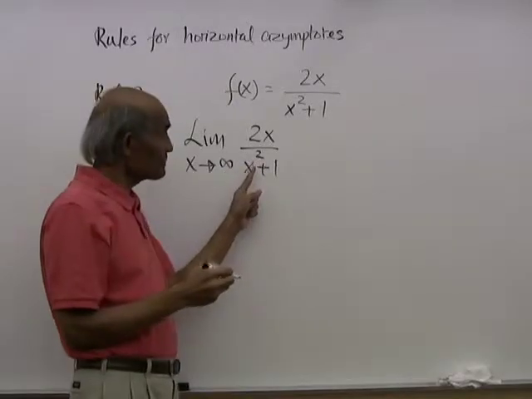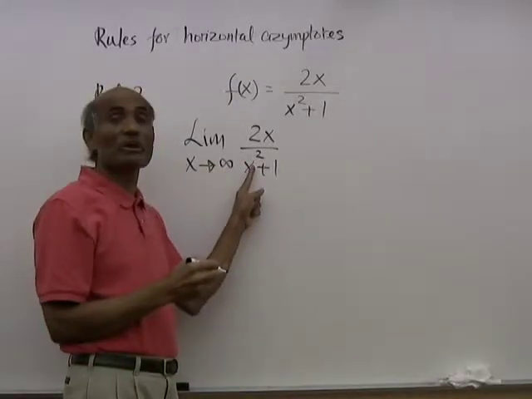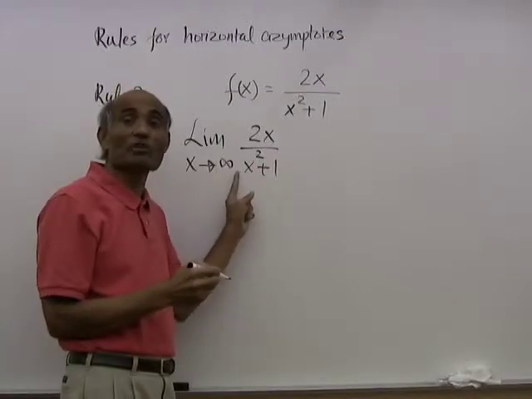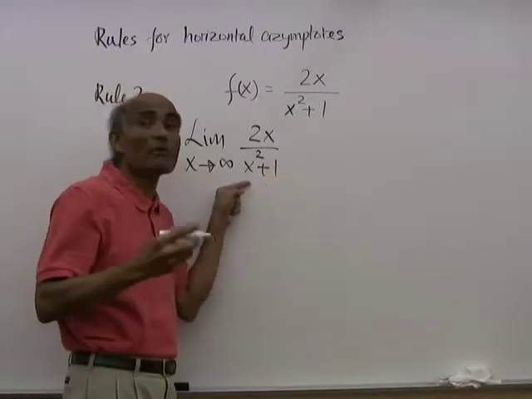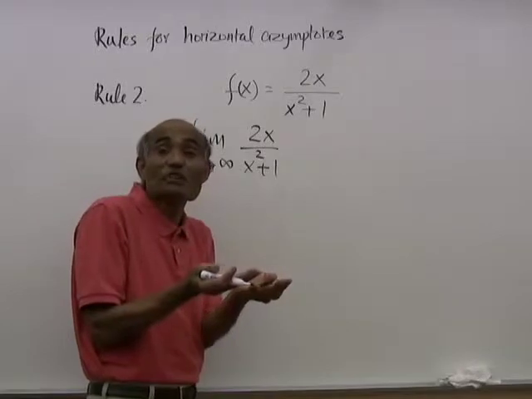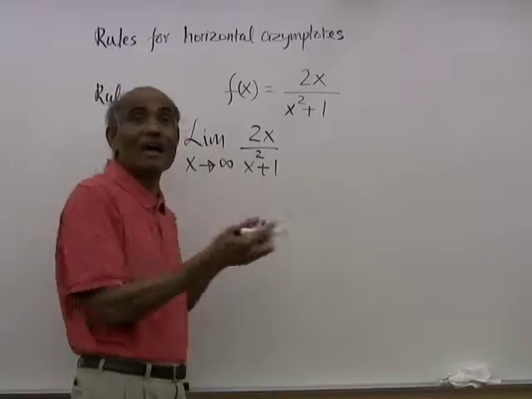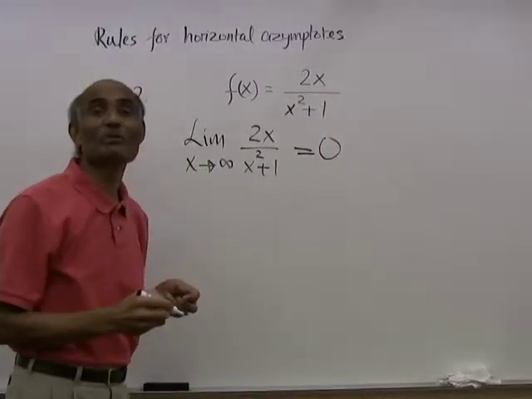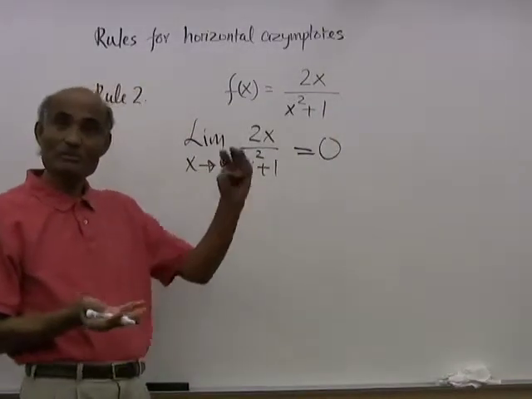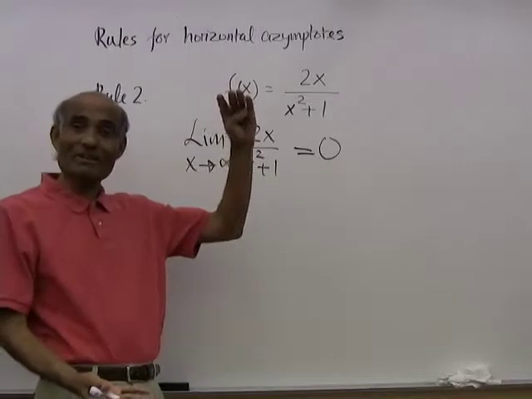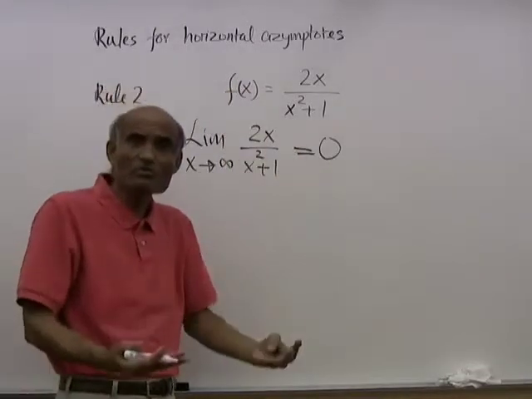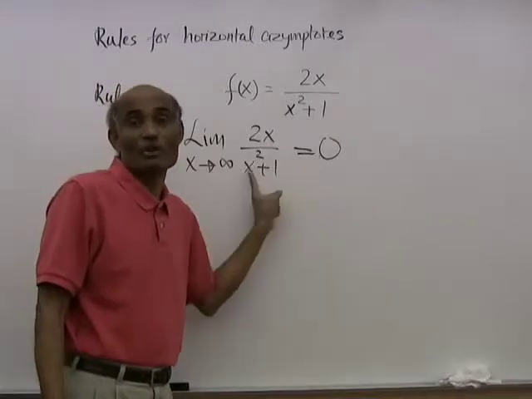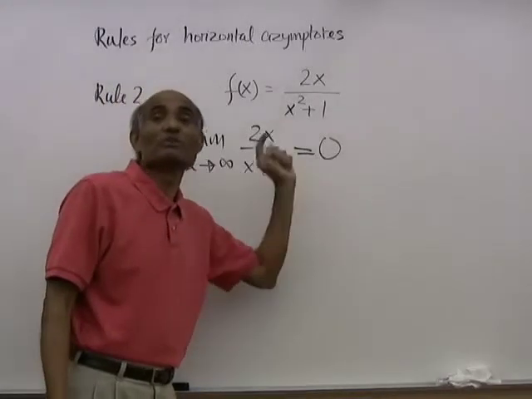You see, because the degree of the denominator is higher than the degree of the numerator, as x goes to infinity, the denominator will increase without bounds, and ultimately the limiting value of that will be 0, because the numerator will not be able to keep up with the denominator. The denominator will grow without bounds. As a result, for very large values of x, this will be 0.